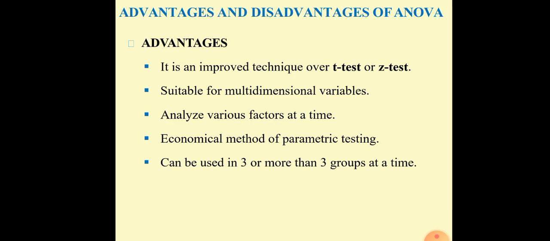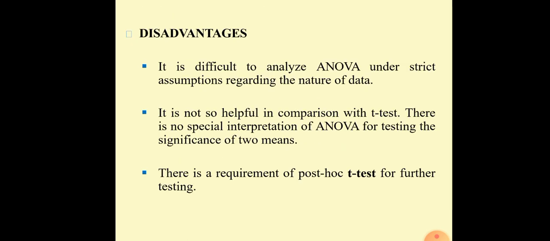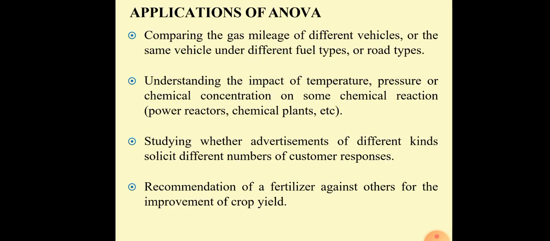Some advantages are there. It is an improved technique over the t-test and z-test, suitable for multi-dimensional variables, analyzes various factors at a time, is an economical method of parametric testing, and can be used for three or more groups at a time. There are some disadvantages also. It is difficult to analyze ANOVA under strict assumptions regarding the nature of data. It is not so helpful in comparison with the t-test. There is no special interpretation of ANOVA for testing the significance of two means. There is a requirement of a post hoc t-test for further testing.